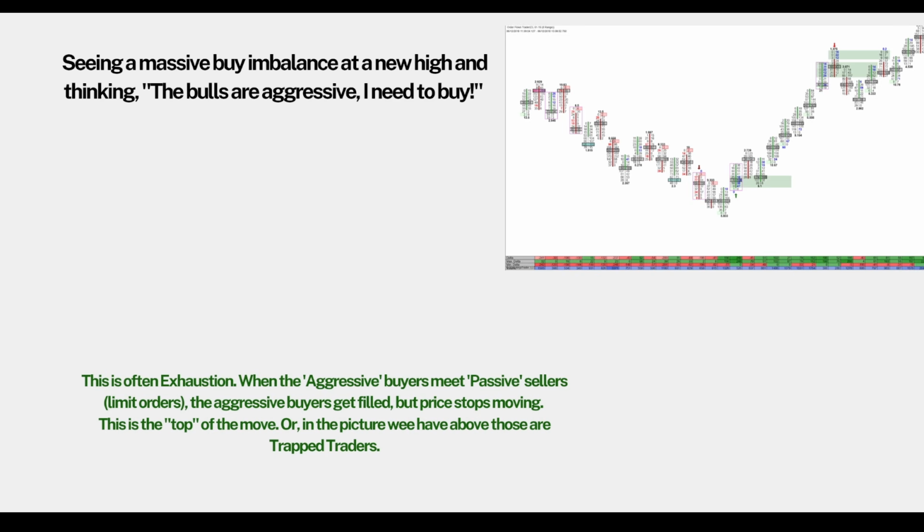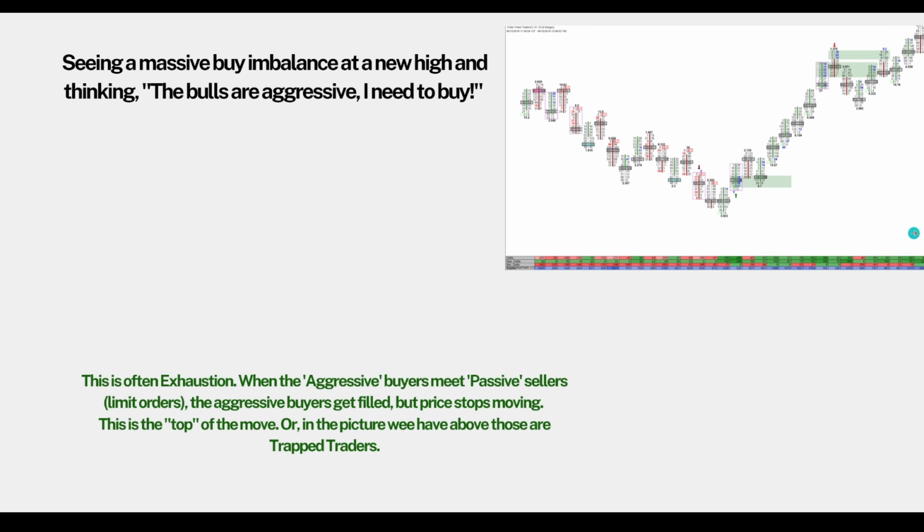When the aggressive buyers meet passive sellers, the aggressive buyers get filled, but price stops moving. This is the top of the move, or in the picture we have above, those are just trapped traders, okay? So many people went long as soon as possible, but little do they know, those are trapped traders, and they themselves got trapped. Then the market went down. Okay, it didn't go down by much, but I guess all of your stop losses were hit. There is no one that has the power to put a stop loss here. That's the S&P 500. That's not gold or something, okay? Especially with a high lot size, that's not possible.